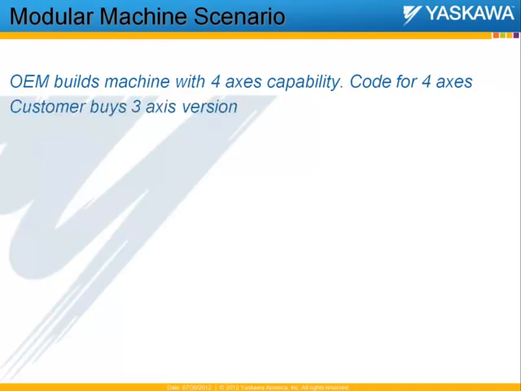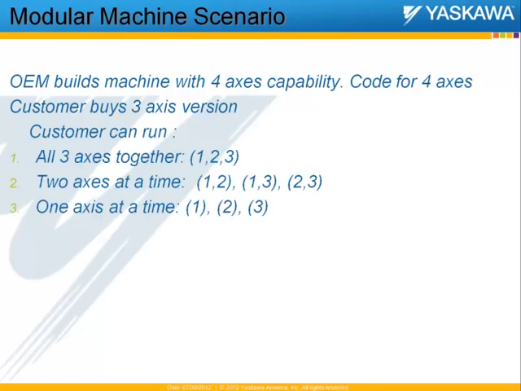And let's say a particular customer who buys this machine buys a 3-axis version of that 4-axis machine. Now this customer, when he takes it to his plant, can run that machine in 3 different modes. The first one, where he can run it with all the 3 axes together. The second mode, he can run 2 axes at a time. There are 3 combinations of that. And the third option is to run 1 axis at a time. And he can also switch between these 3.